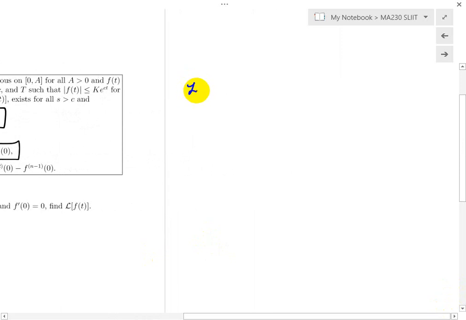So what's the Laplace transform of this first derivative f prime t? Can you calculate this real quick? So what do you do? Integrate from 0 to infinity e to the minus st, f prime t dt. So do integration by parts, quickly do the integration by parts and see what you get.